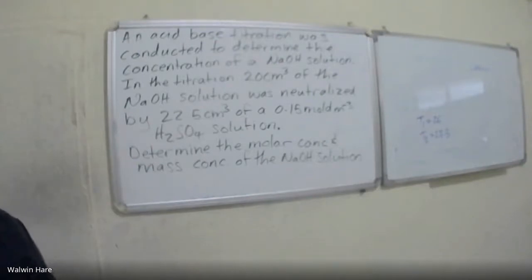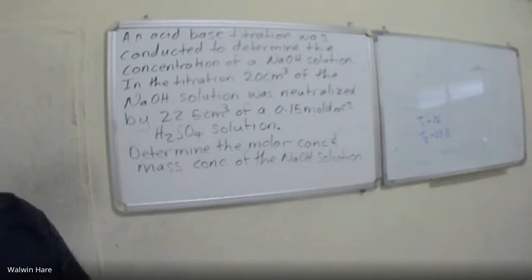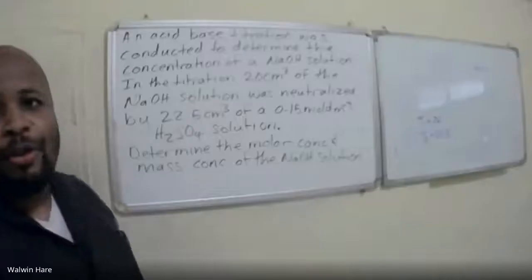All right, ready? Any answers before we work it? Any answers? Okay. Yes, sir. How much did you get? Sir, for the molar concentration, I got 0.3375 moles per dm³, and for the mass concentration, I got 13.5.